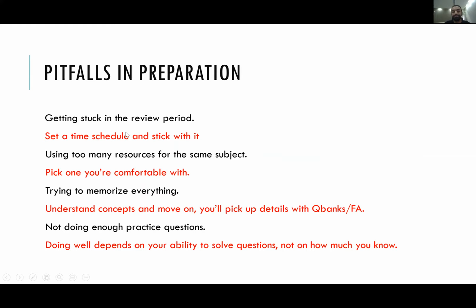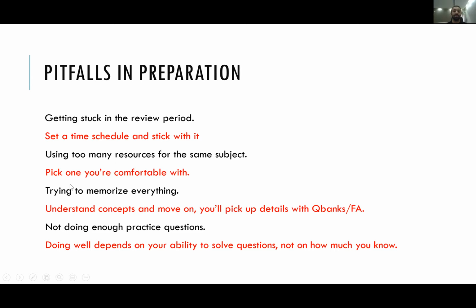The pitfall of using too many resources for the same subject is a similar pattern. Just pick one you're comfortable with and go with it. Well, I'm using Sketchy Micro, I like it. No need to go to Kaplan, Becker, or anything else. I'm using Pathoma and I like it in pathology. You don't need to go back to Becker's pathology or Kaplan's pathology or any other pathology. Just use one you're comfortable with. The information usually doesn't differ much from one source to another.